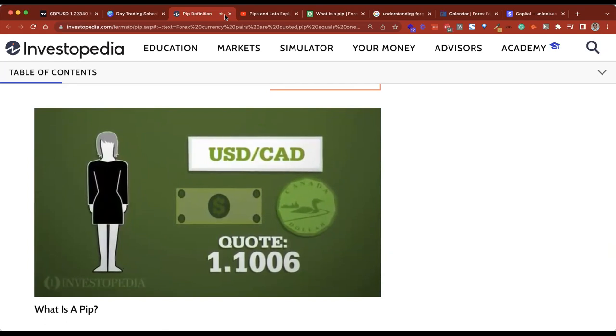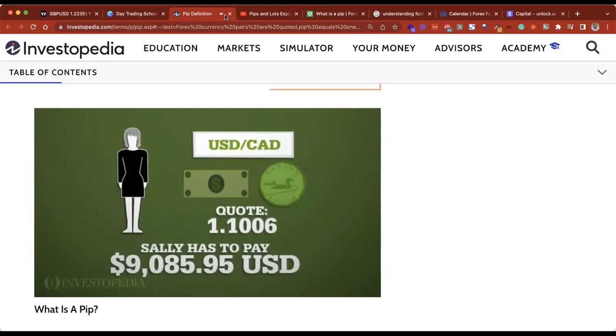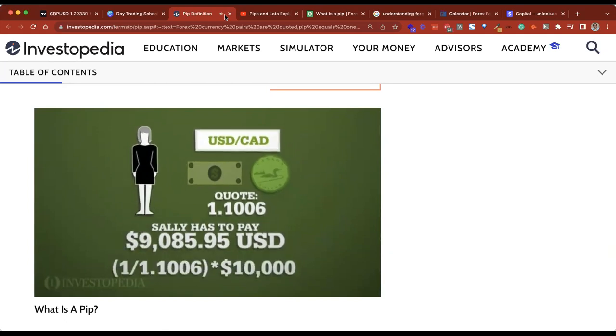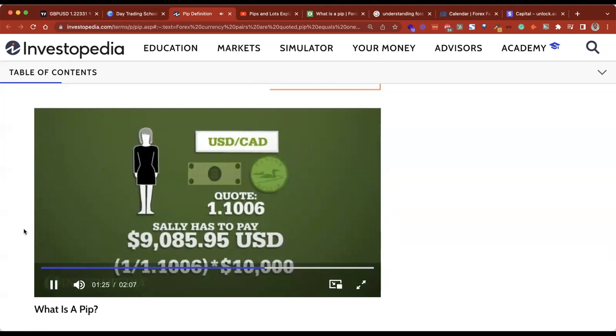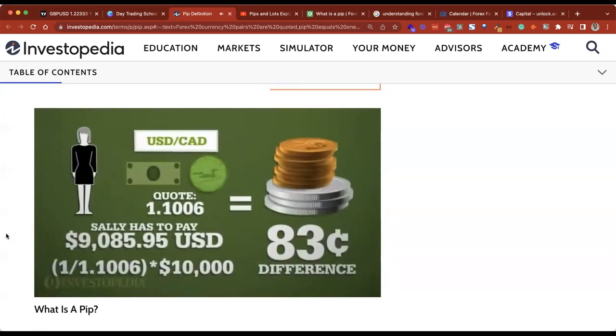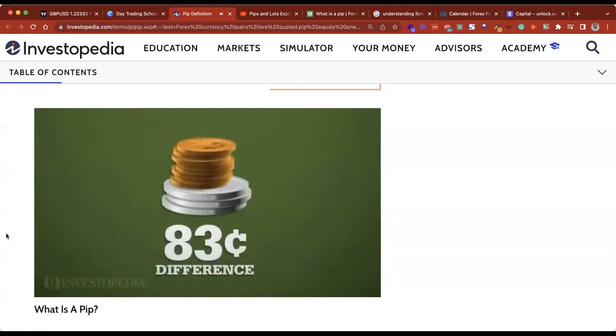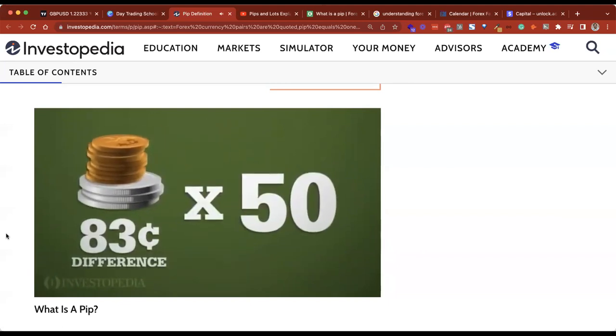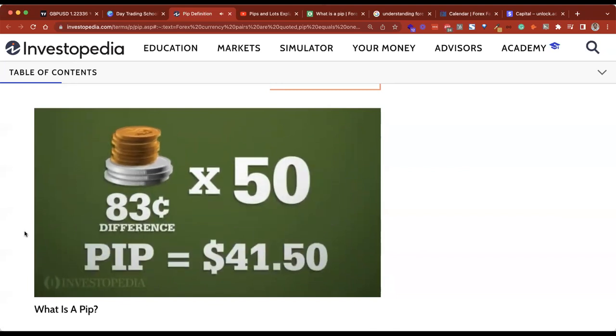1.1006, meaning the US dollar appreciated relative to the Canadian dollar. She now only has to pay $9,085.95 for the 10,000 Canadian dollars, determined by 1 over 1.1006 times $10,000. This is a difference of 83 cents. Now, 83 cents doesn't sound like a big difference, but when a position is leveraged 50 times, That single pip equals $41.50.